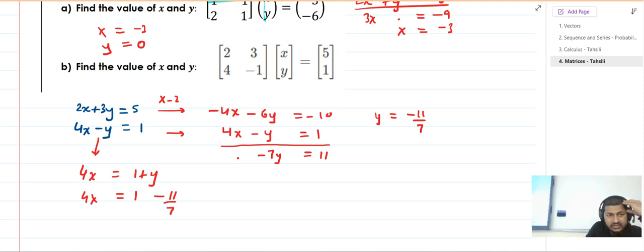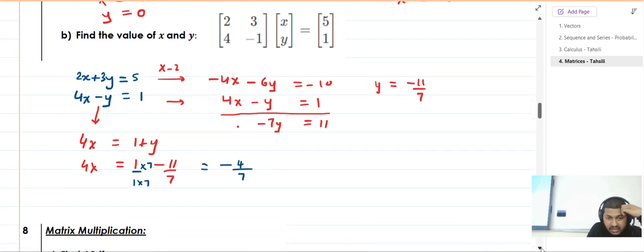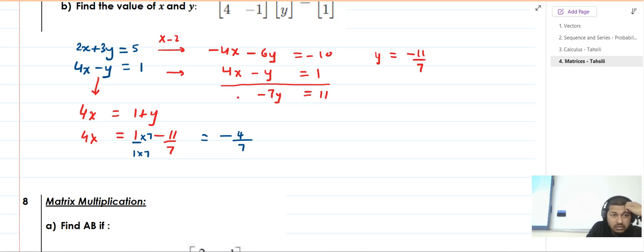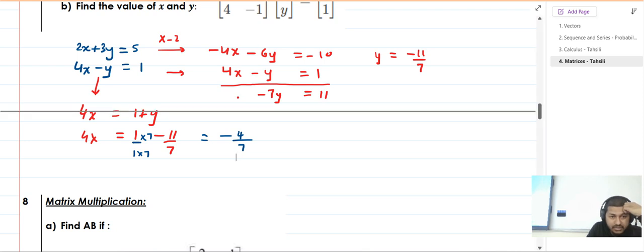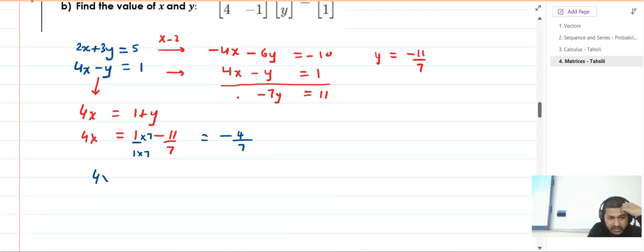Right? So we're going to take the first part and multiply by 7 over 7. Multiply by 7, 1 times 7, 1 over 1 is 1. So 7 minus 11 will give me minus 4 over 7. Right? Now I need to divide by 4. Dividing by 4 is multiplying by a quarter. So 4x times quarter equals minus 4 over 7 times quarter. Right?